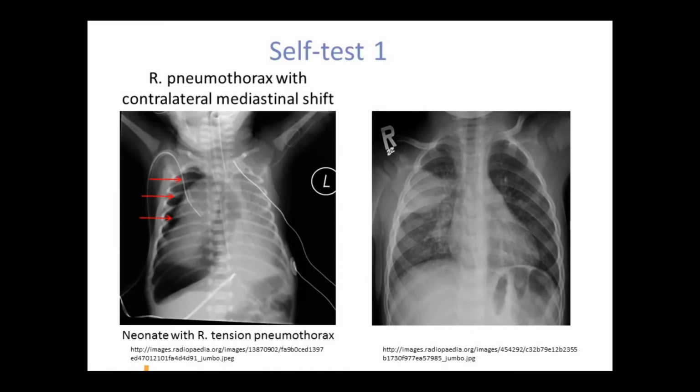Here, we have a neonate with a right tension pneumothorax, as indicated by the presence of free air within the lung and a contralateral mediastinal shift towards the left. This unwell infant with a fever has a chest film that shows a round pneumonia in the right upper lobe.